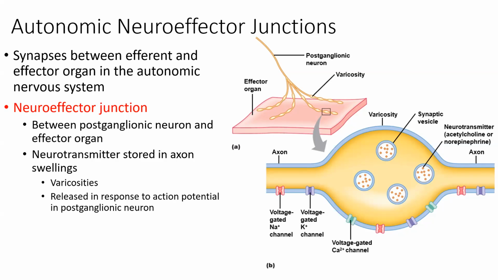The second difference that we see here at the neuroeffector junction is that the distance between the synaptic cleft, where we have this varicosity, and the effector organ is much greater than it is for a traditional neuron-to-neuron synapse. So I'll say that in another way. When 2 neurons are synapsing to each other, we talked about that synaptic cleft, that distance is much shorter or much smaller than the synapse between a postganglionic neuron, the varicosity, and the effector tissue. So those are 2 important differences between a neuron-to-neuron synapse and the neuroeffector junction.